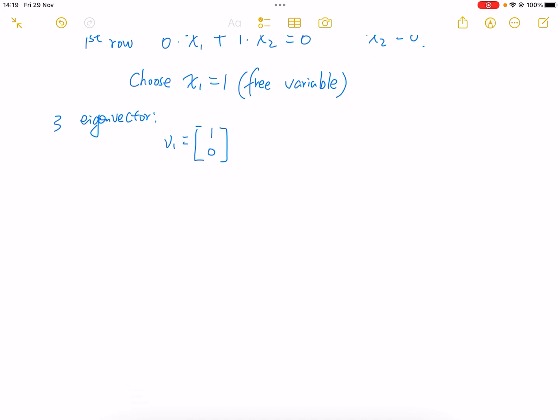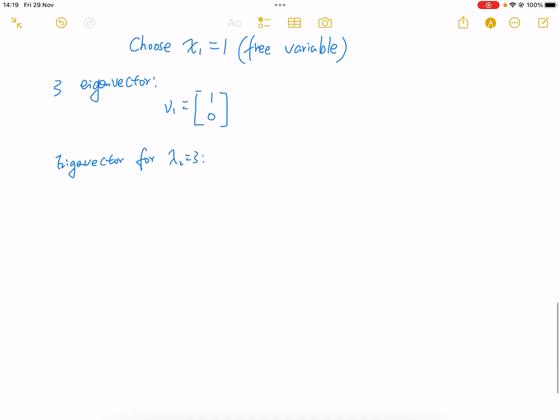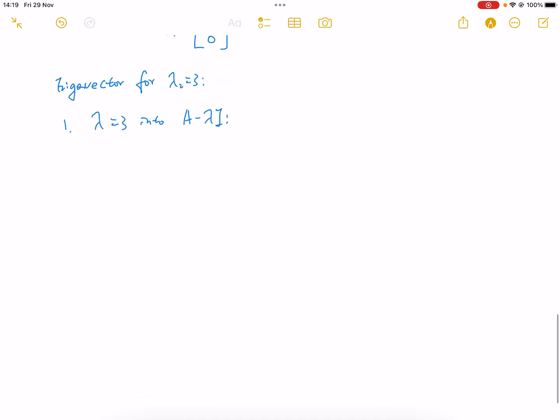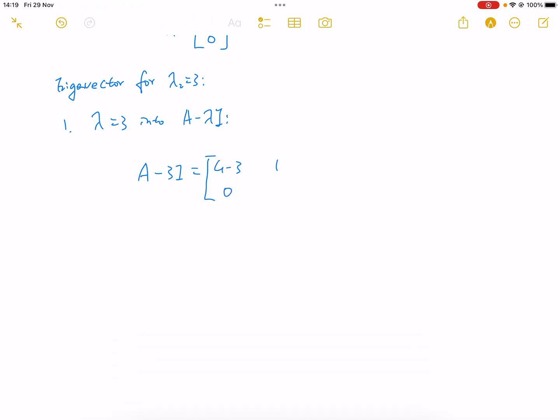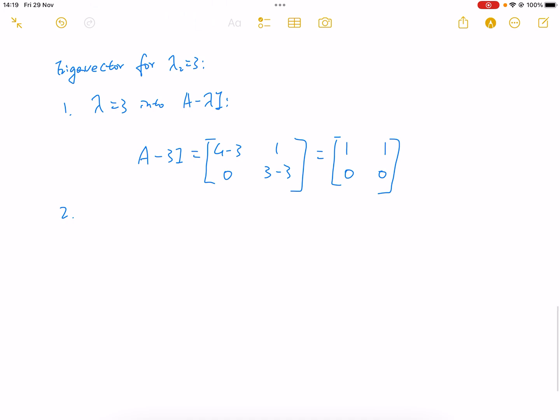Now we can find the eigenvector for lambda 2 equals 3. We substitute lambda equals 3 into A minus lambda times I. Then we have A minus 3I, which is 4 minus 3, 1, 0, and 3 minus 3, so we get 1, 1, 0, 0. Now we solve A minus 3I times v equals 0.